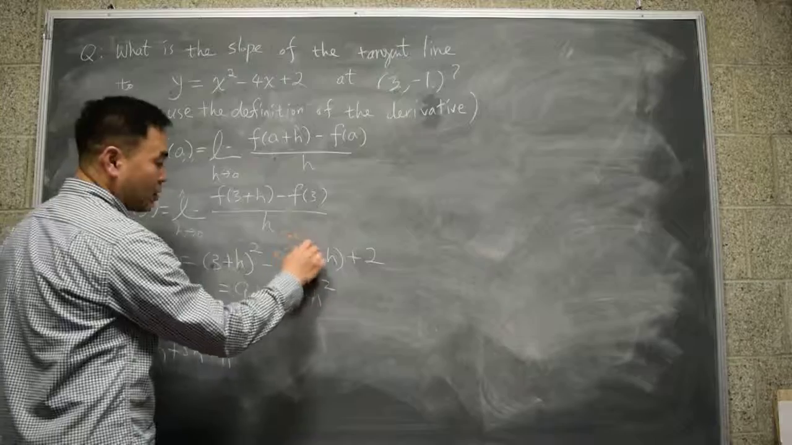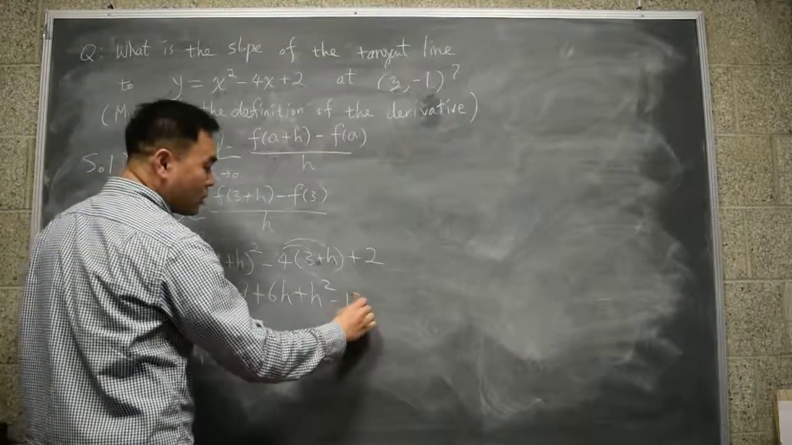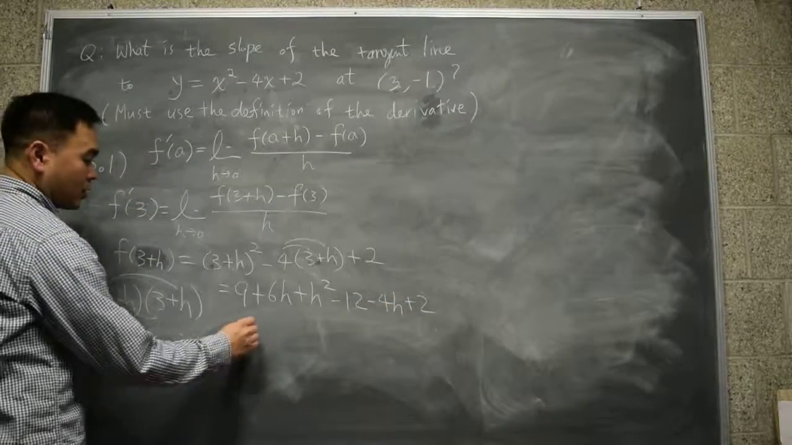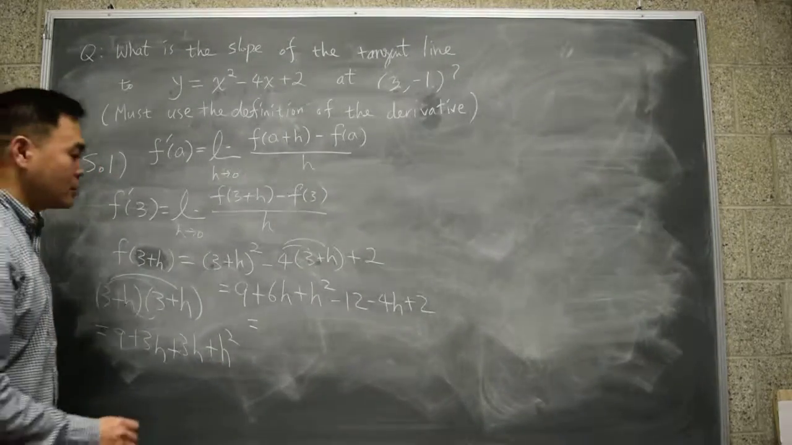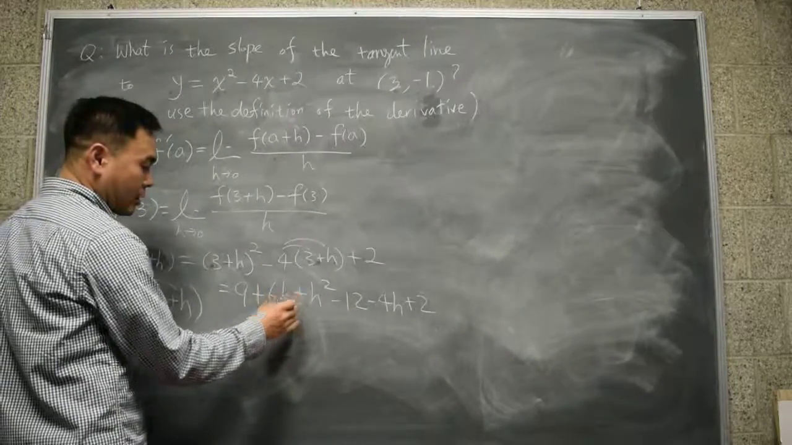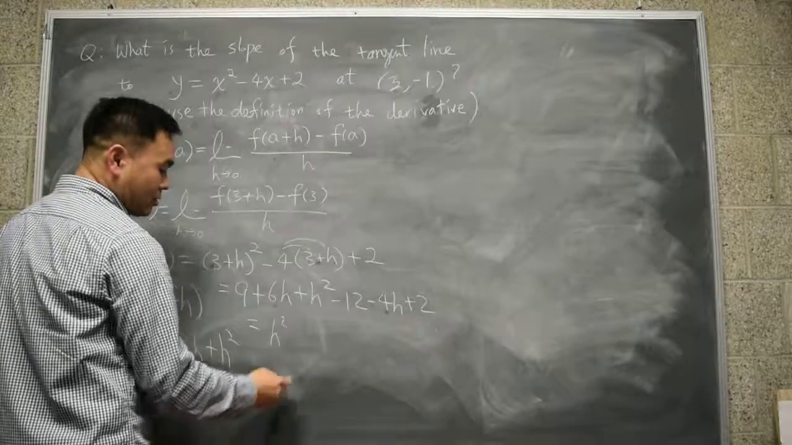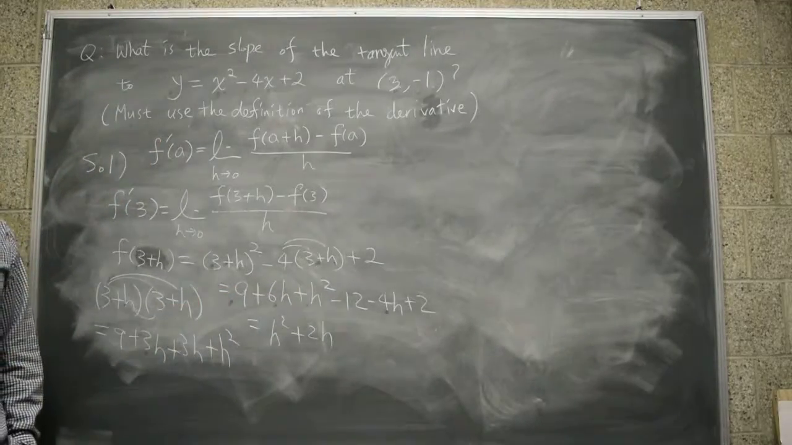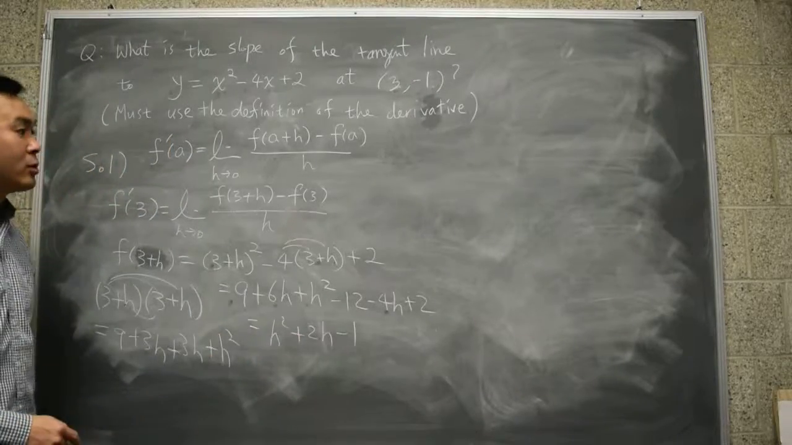And then I can multiply these out: minus 12 minus 4h plus 2. Okay, now let's combine the like terms. H squared comes here. 6h minus 4h is plus 2h. 9 minus 12 is negative 3. Negative 3 plus 2 is negative 1. So that is f of 3 plus h.